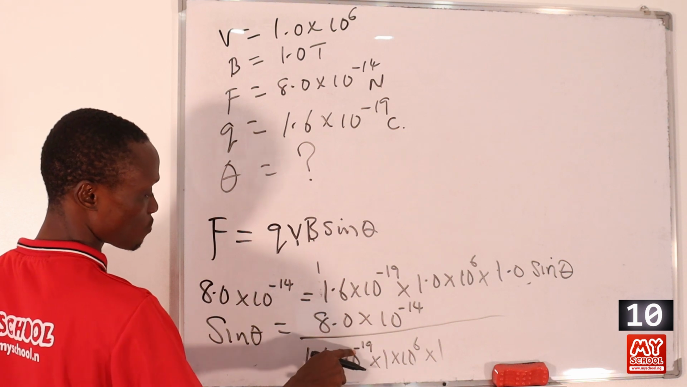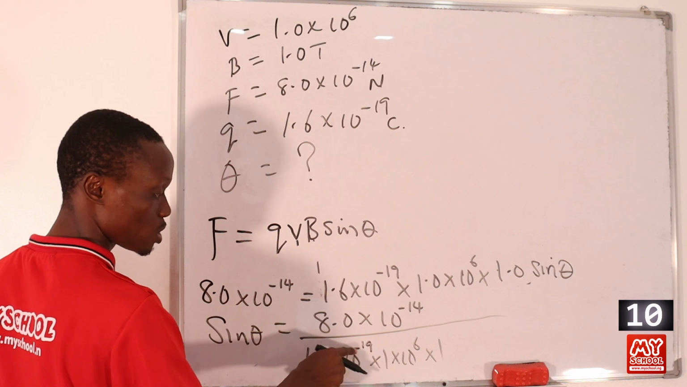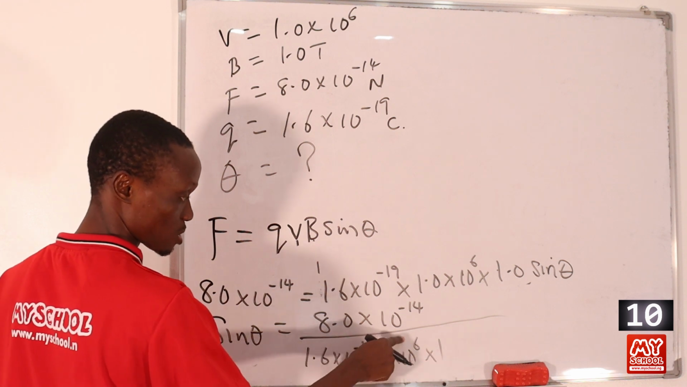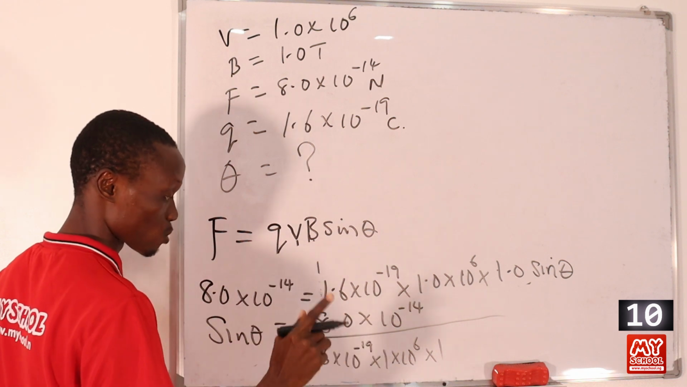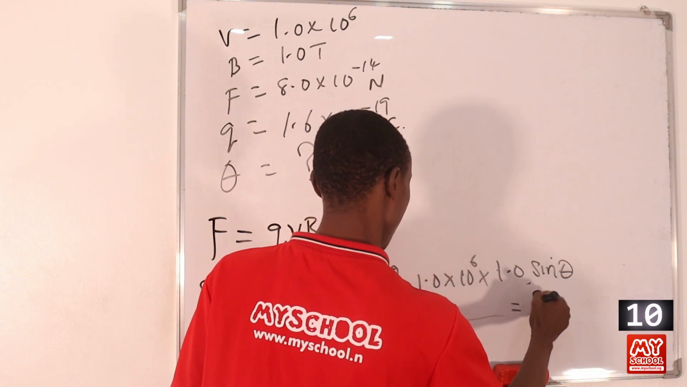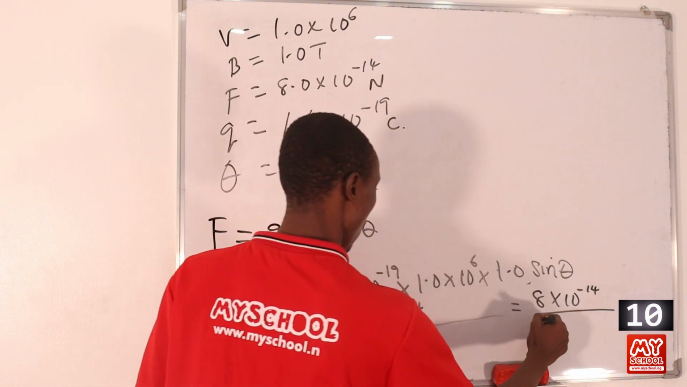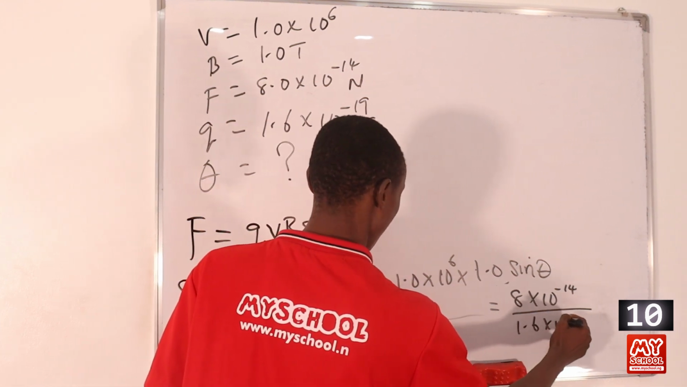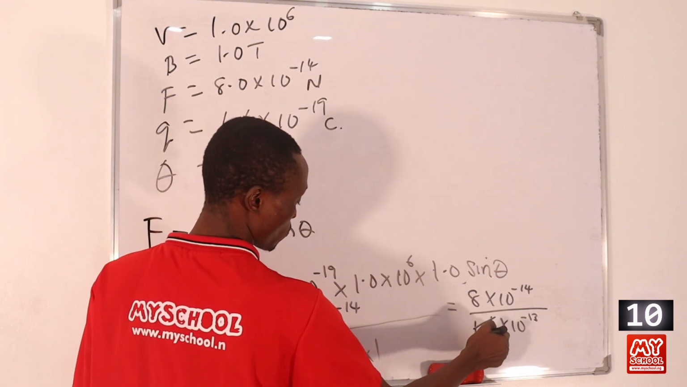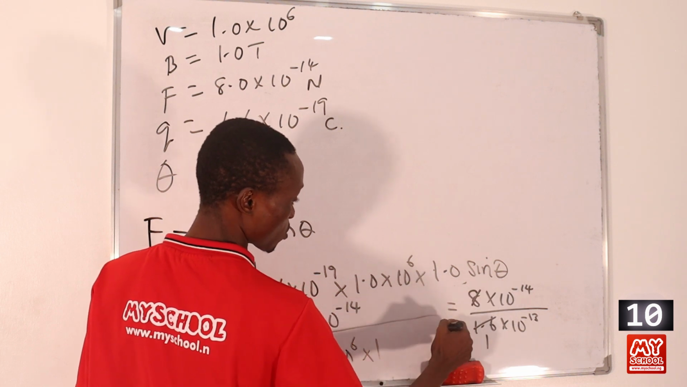So if we do that, we'll be having minus 19 plus 6, since we are dealing with multiplication. So in this case, the powers we add. So you'll be having minus 19 plus 6, and that will be equal to minus 13. The numerator still remains the same, which is 8 times 10 raised to the power minus 14. Then the denominator is now 1.6 times 10 raised to the power minus 13. Okay, so 1.6 into 1.6 will give us 1. Then 1.6 into 8 is going to give us 5.